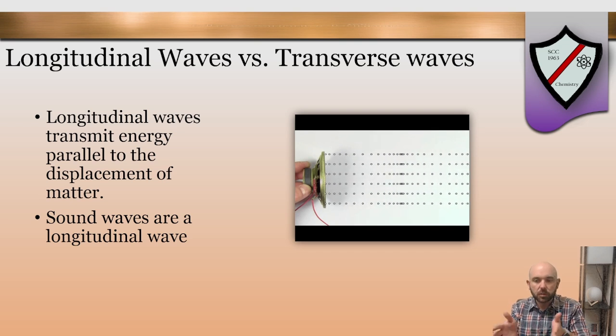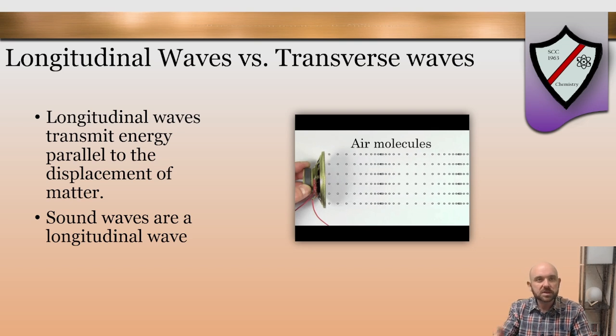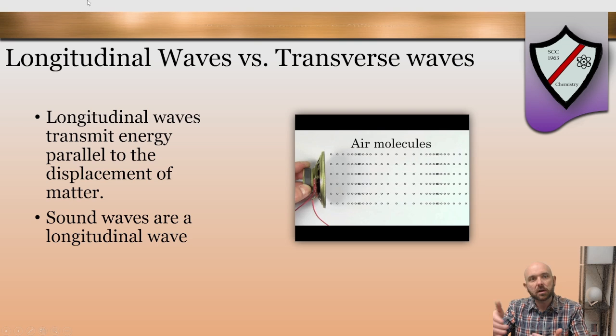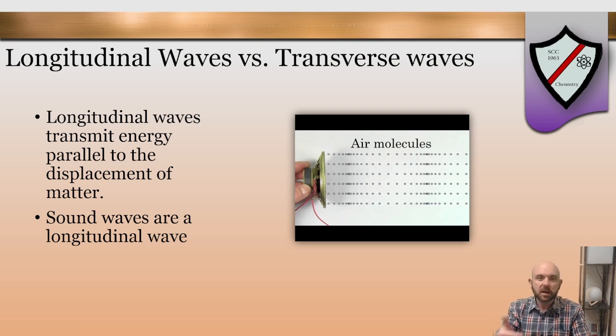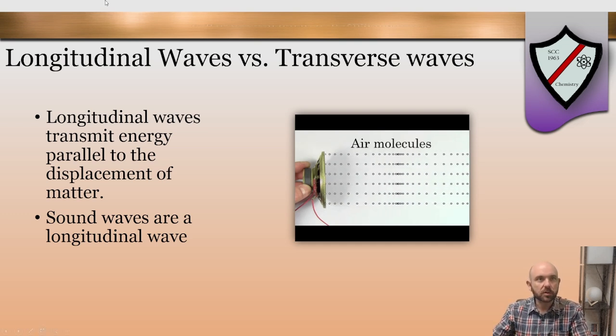When a speaker moves back and forth due to music being played through it, it pushes air molecules back and forth, and those air molecules push the air molecules next to them, and they bounce and vibrate back and forth in the same direction that that wave of energy moves through, as you can see it moving through the air in the speaker in the diagram there.